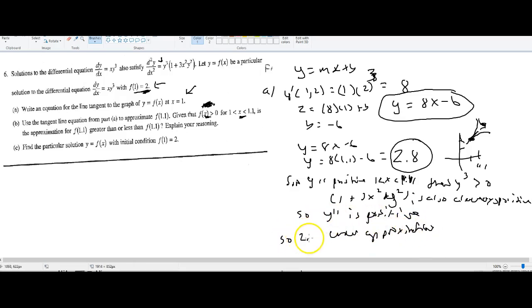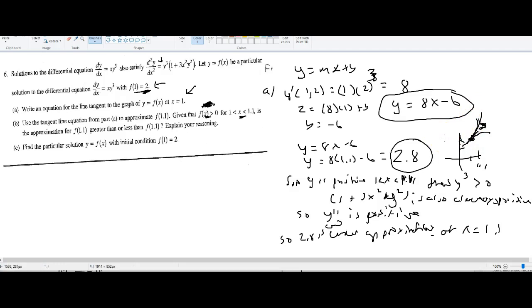So this is going to be an under approximation. So 2.8 is an under approximation at x equals 1.1 because it's concave up. If you look at the curve, it would be this way, so we're going to miss because it's going to be curving up.